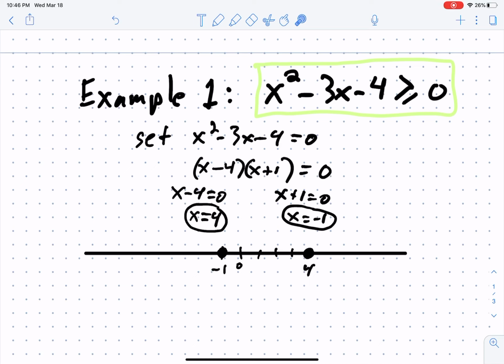And so since there's two dividing lines, I think of these as little dividers. Since there's two dividers here, it gives us three intervals: the interval on the left, the one in the middle, and the one on the right.